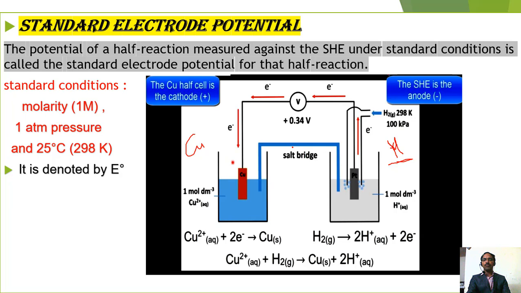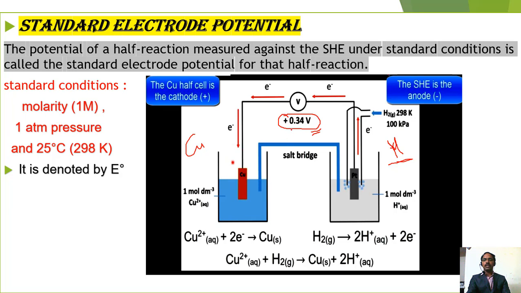Now, when we make a cell with the help of hydrogen and copper electrodes, our voltage is showing 0.34. This value is at standard condition. Already we discussed standard condition. At standard condition, the value is 0.34. That means this value is assigned to copper.